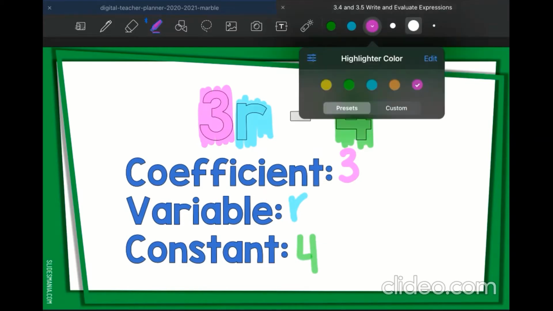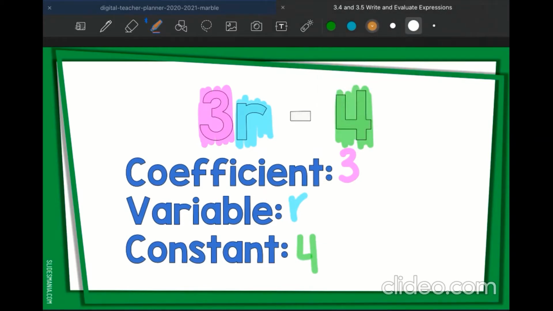All right, bonus question time. How many terms are in this expression? How many terms? Show me with your fingers if you know. How many terms are in this expression?